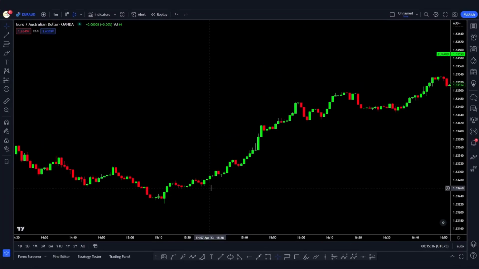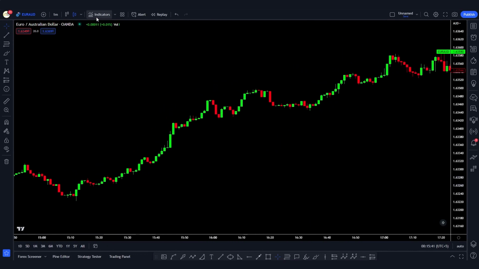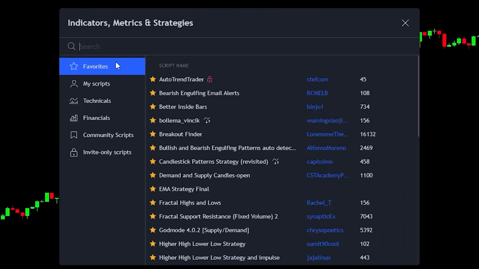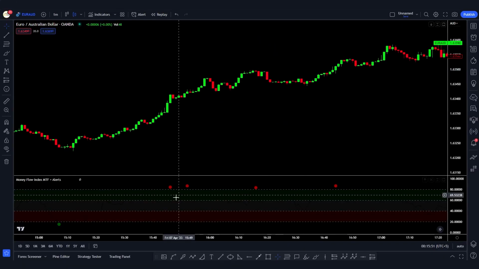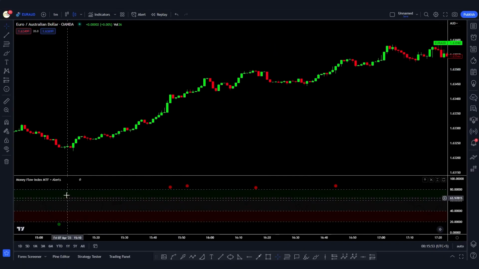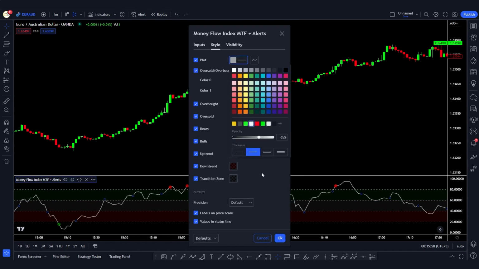So as I said, ChatGPT suggested to use 3 indicators. The first one that we're going to add to the chart is the money flow index. So let's go towards the indicator tab, and here we're going to search for money flow index. There are a lot of options out there, but I personally like this one by Dreams Defined, so we're going to add this to the chart. Now before we talk about how this indicator works, let's go towards the indicator setting to modify the style a little bit so that we can increase the visibility of this indicator.